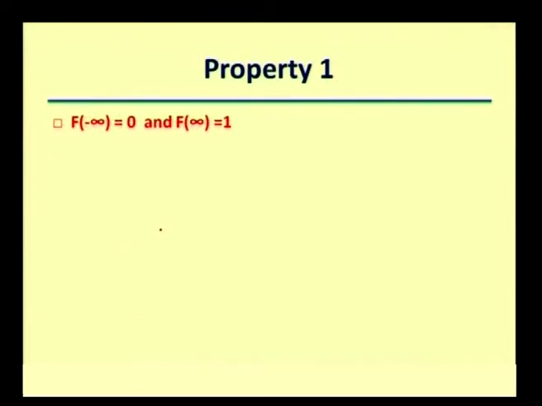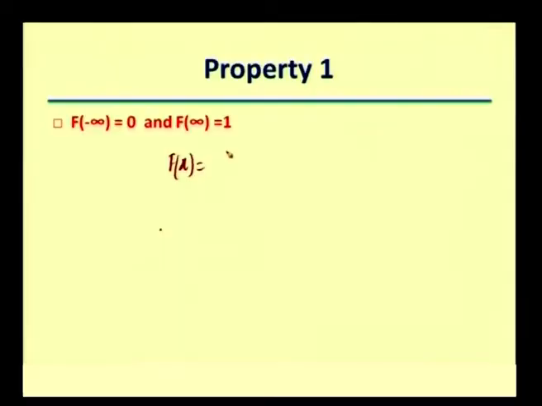The first property: we have to prove F(-∞) = 0 and F(∞) = 1. Let me take X as this continuous random variable itself, then I will give the proof. First of all, how is capital F(x) defined for a continuous random variable? It is defined as P(X ≤ x) equal to the integral from minus infinity to x of f(x) dx.